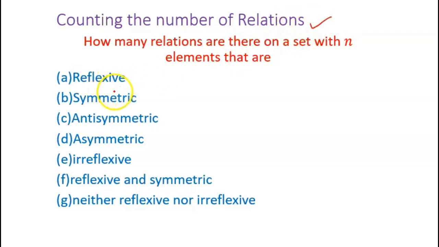In previous videos we have seen what a reflexive relation, symmetric, anti-symmetric, and different kinds of relations are. But today we are going to look at a process of how to count the number of relations that we can define on a set with n elements. It is very important, especially for competitive exams.